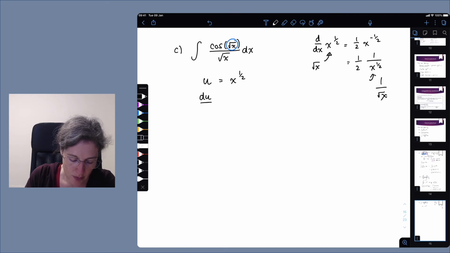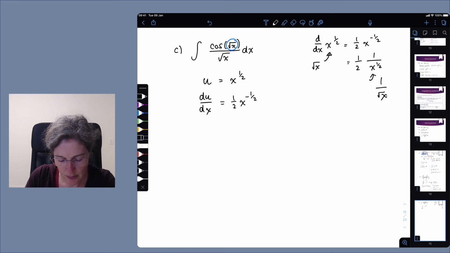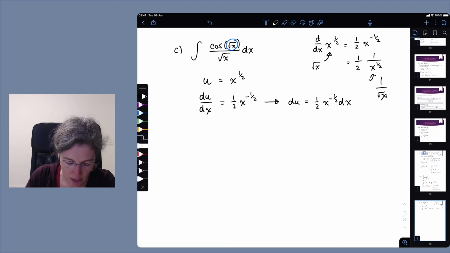If we take our derivative, we've got du by dx is going to be equal to a half x to the minus a half. We do the multiplying through by dx thing. We get du is equal to half x to the minus a half dx. And now we start thinking about how we are going to do this substitution.